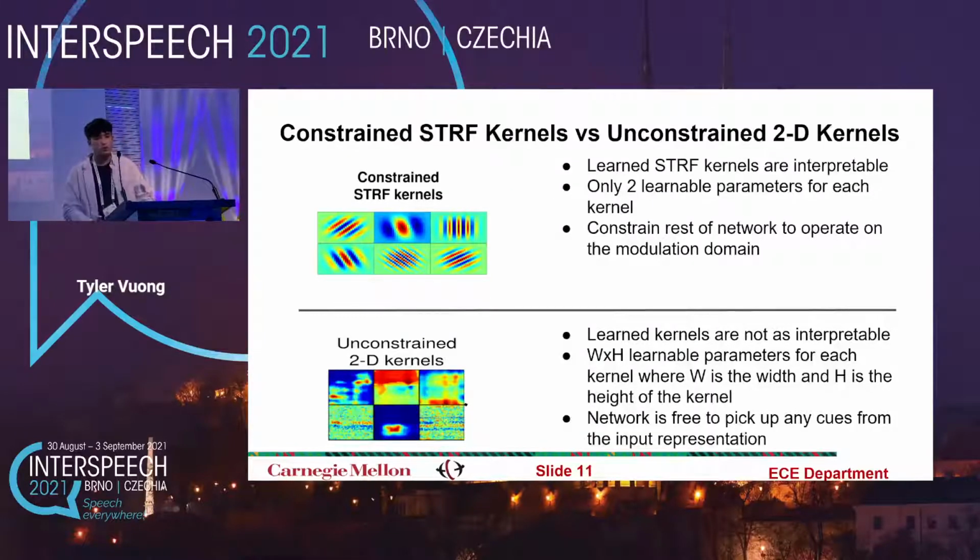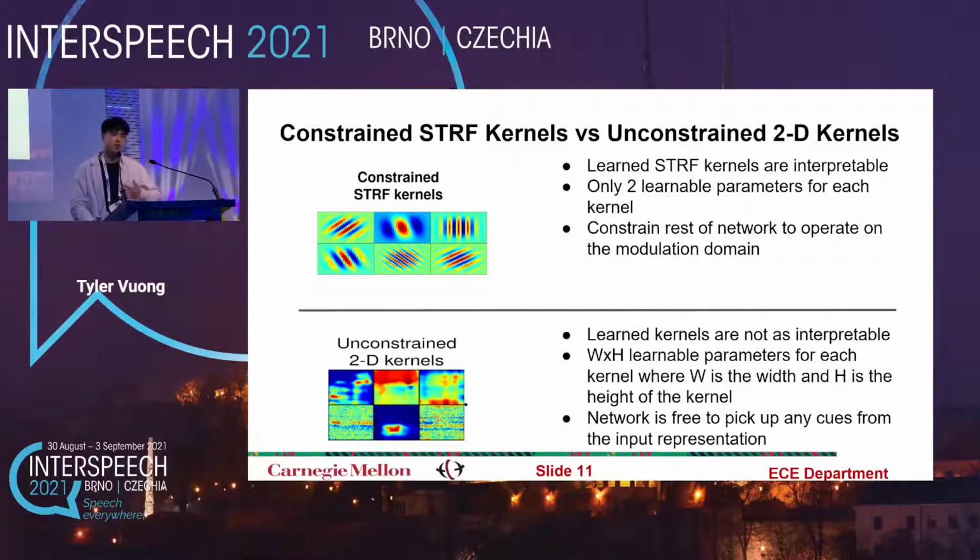And so here's a brief summary of constrained STRFs and unconstrained 2D kernels. The learned STRF kernels are more interpretable. You can actually see what rates and scales it picks up. And for each kernel, there are only 2 learnable parameters. So if you're constrained on size, this one has 2 parameters. And this is constraining the rest of the network to operate in the modulation domain.